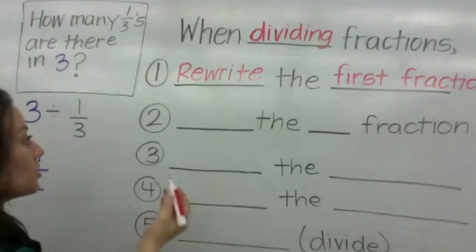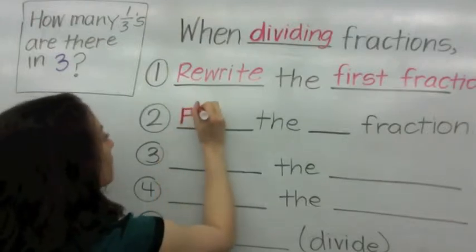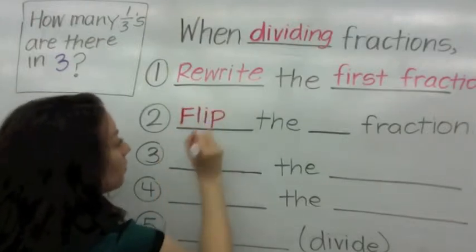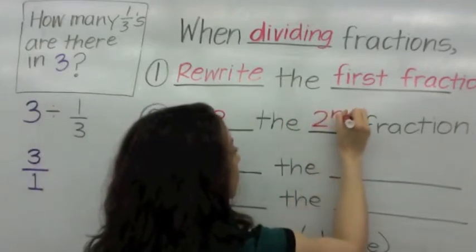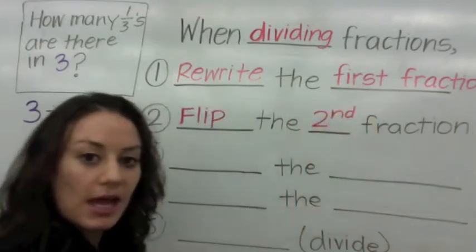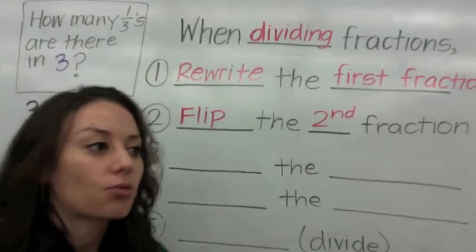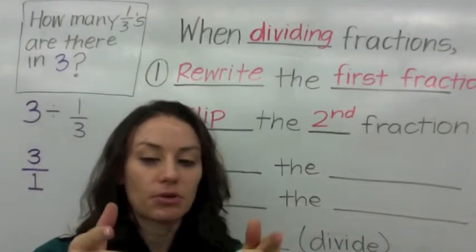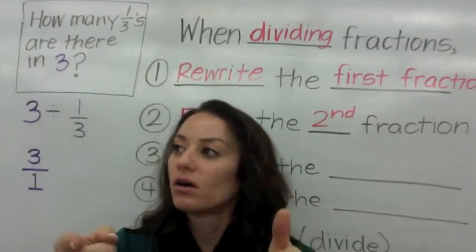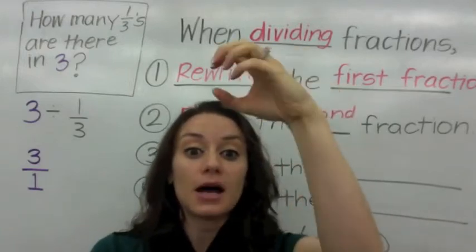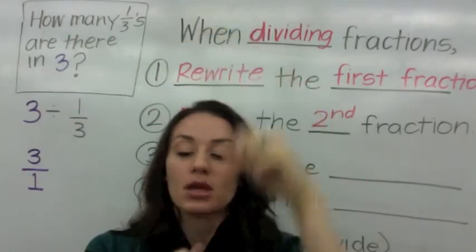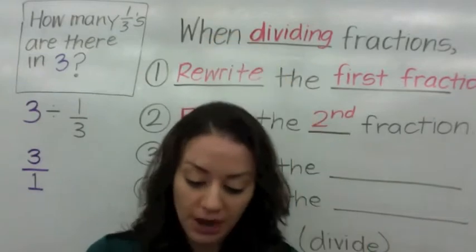Step 2 is you're going to flip or take the reciprocal of the second fraction. Okay, so when I say reciprocal, you're going to say reciprocal. Say reciprocal! When the bottom becomes the top and the top becomes the bottom. Okay, that's known as flipping the fraction.